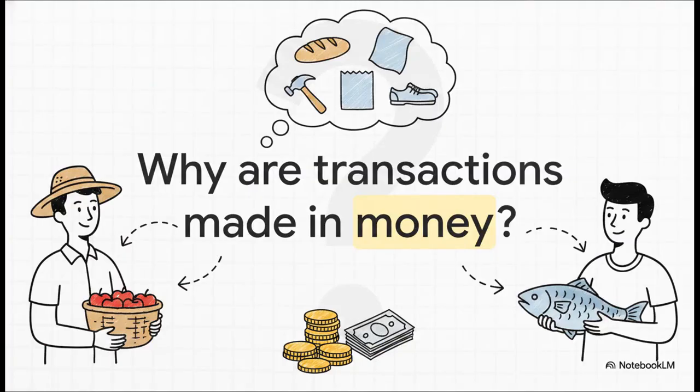So, have you ever actually stopped to wonder why we use money for pretty much everything? To really get why it's so crucial, you have to imagine a world entirely without it. A society where you have to directly trade what you make for the exact things you need. This is the good old barter system.